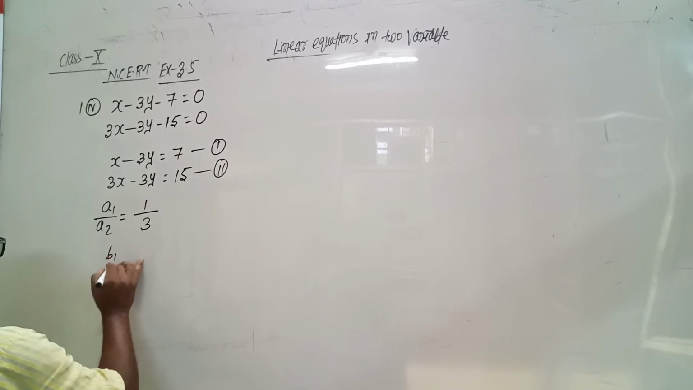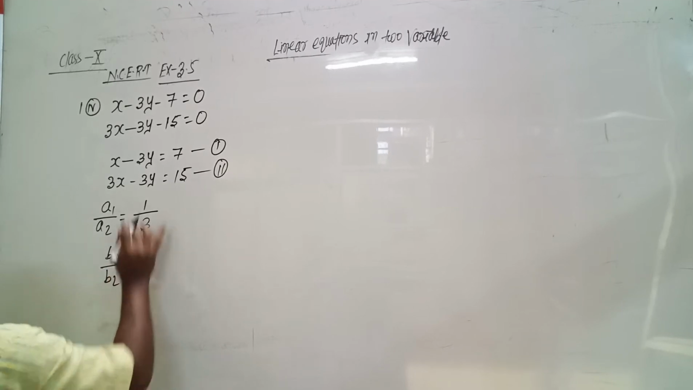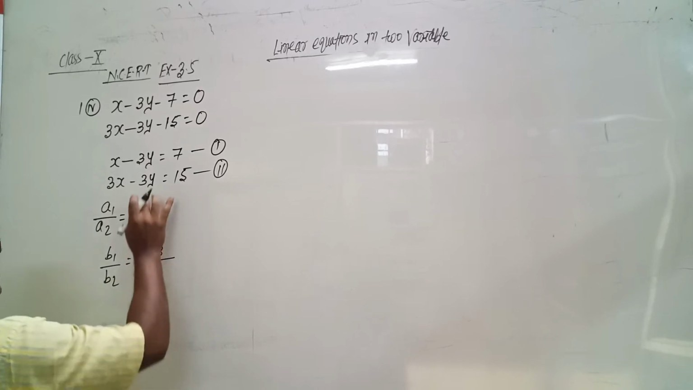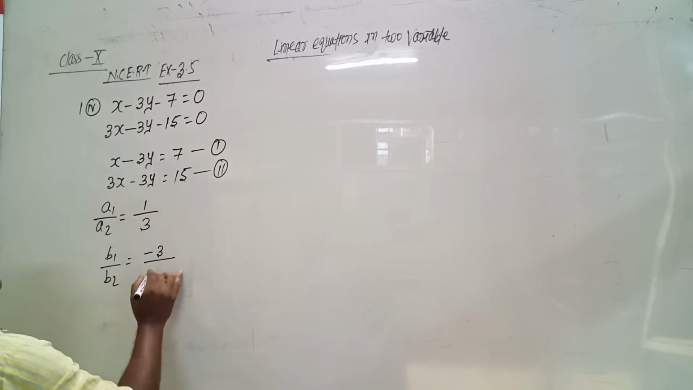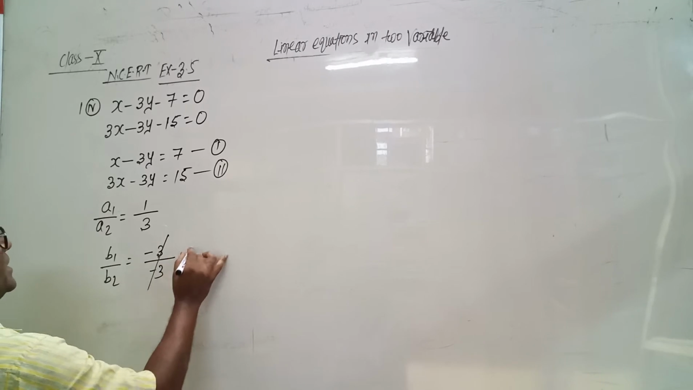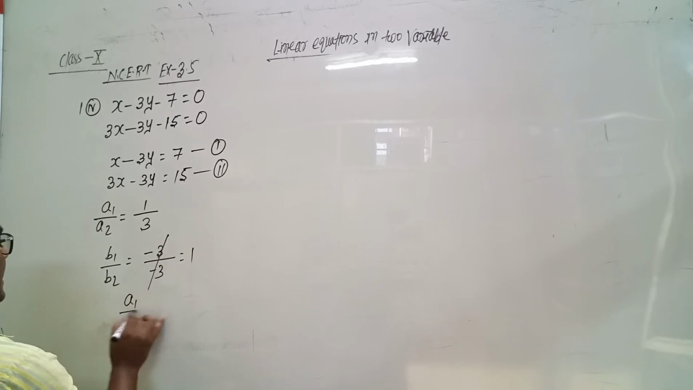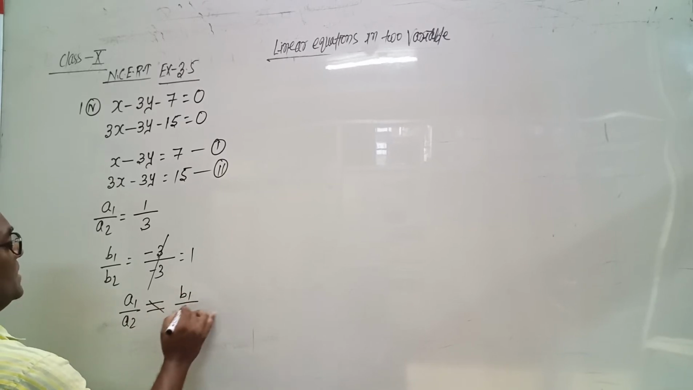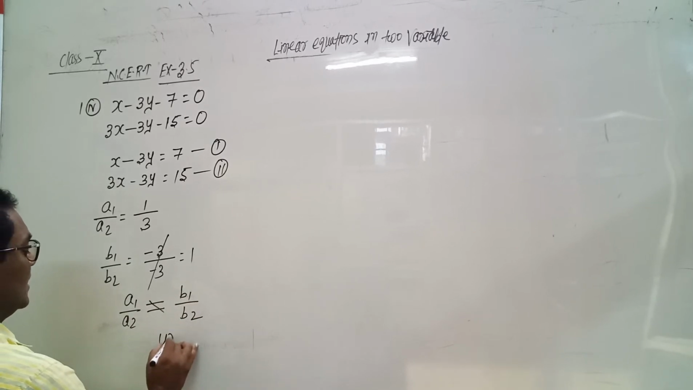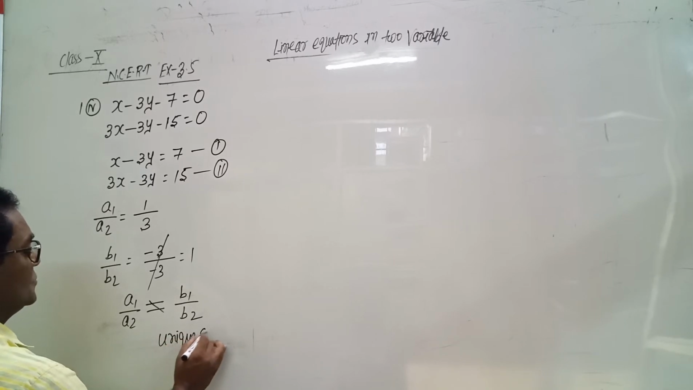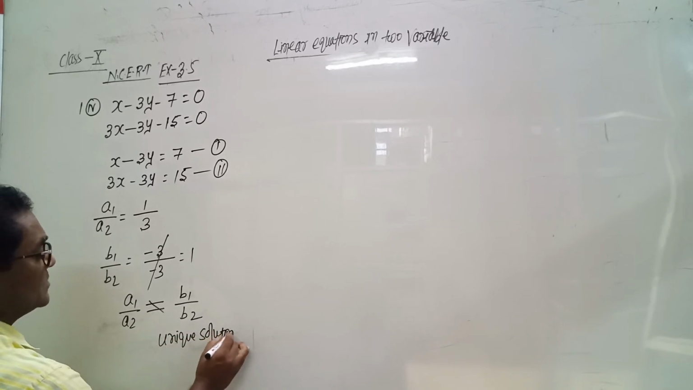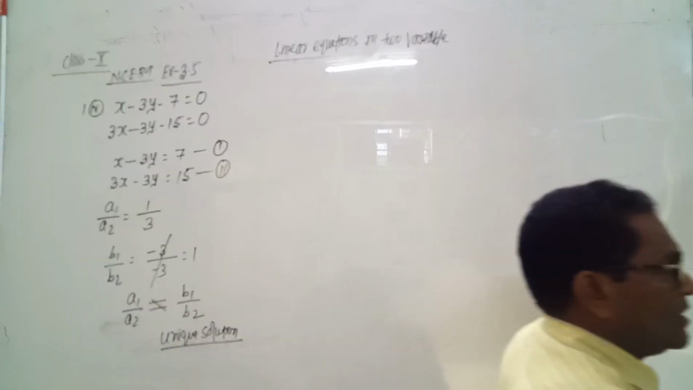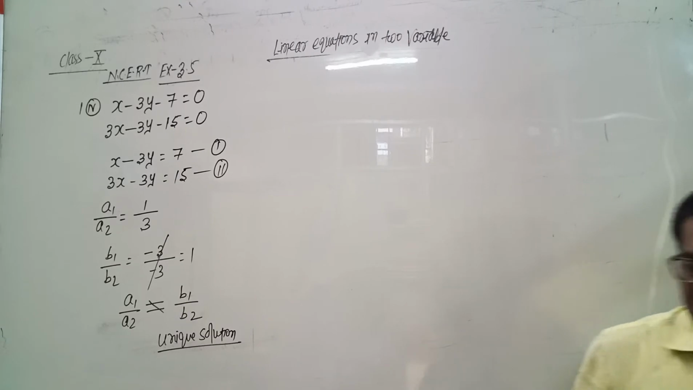Then b1 by b2. The value of b1 means coefficient of y, which is minus 3. And again b2, the coefficient of y, which is minus 3. So it gives 1. So it is clear that a1 by a2 is not equal to b1 by b2. It means there is a unique solution. And if there is a unique solution, then now we have to solve this equation by cross multiplication method.